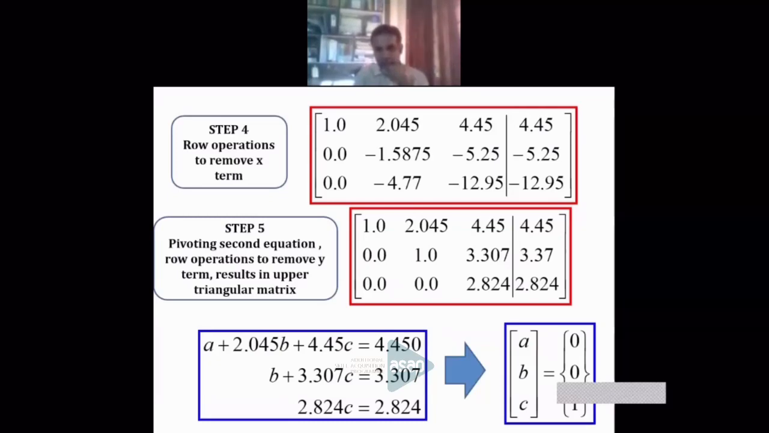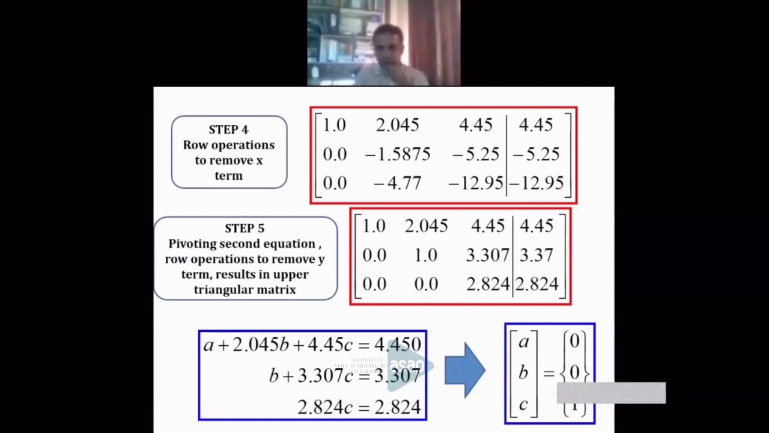What does this mean? This means 2.82 into c equals this 1 b plus 3.0707 into c. And this means 1 into a plus 0.045 multiplied by b plus 4.45 multiplied by c equals 4.45. This is how you get the equations out of this matrix operation. Now when you solve this, just take the third equation. 0.824c equals 0.84, or c equals 1.